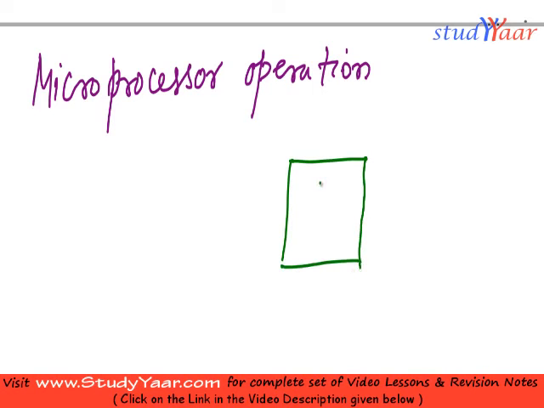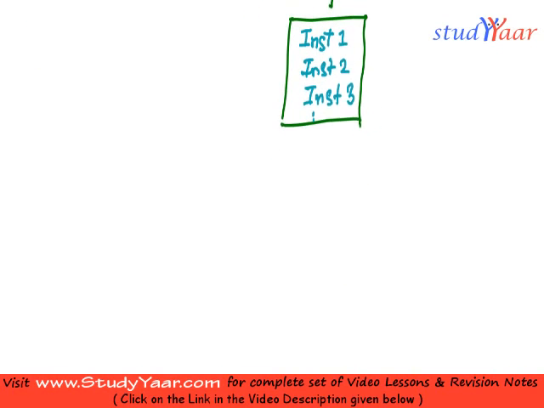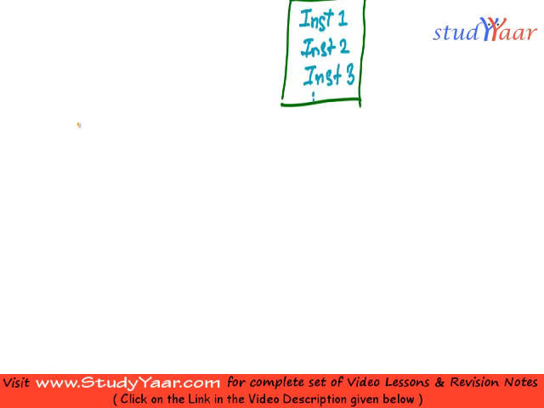run by a program. Okay, you have a program like this, which is in your memory, and the program consists of a set of instructions. So your program is basically nothing but a listing of instructions, something like instruction 1, instruction 2, instruction 3, and so on. So we are going to see how our microprocessor behaves when I want to do this thing.